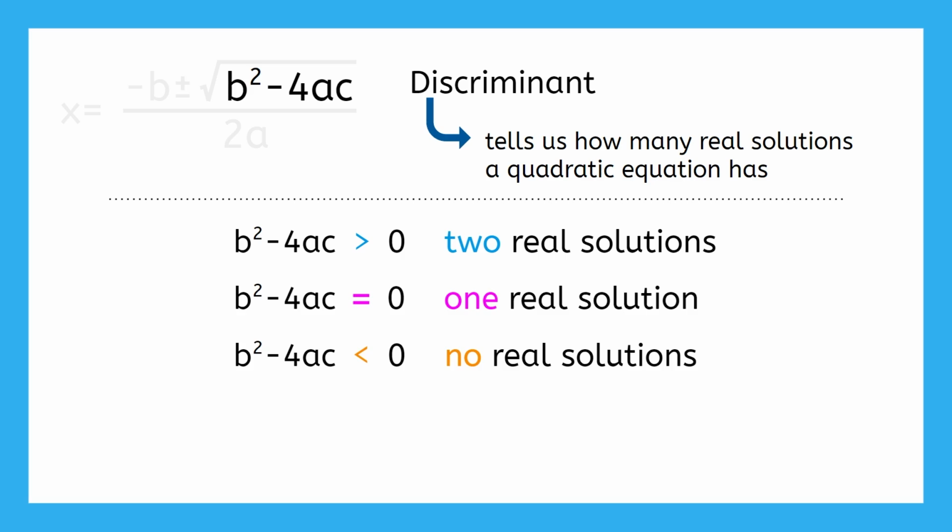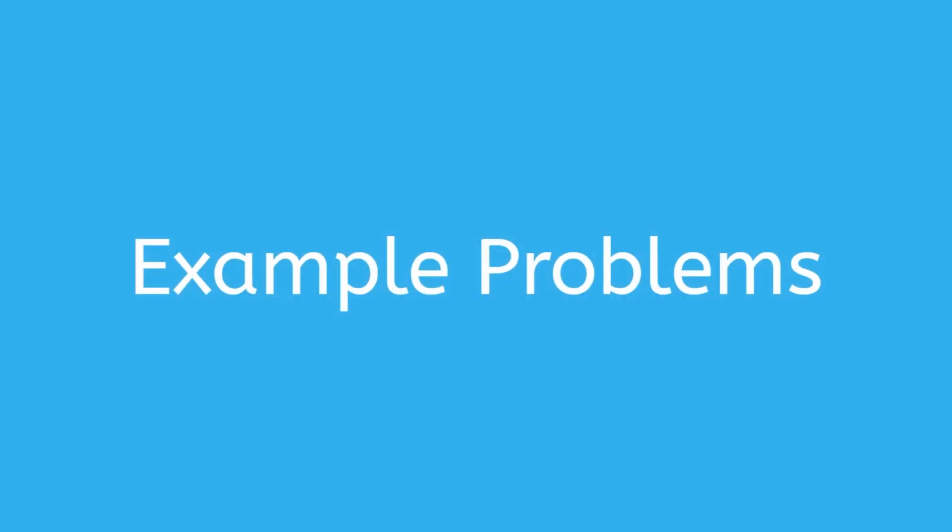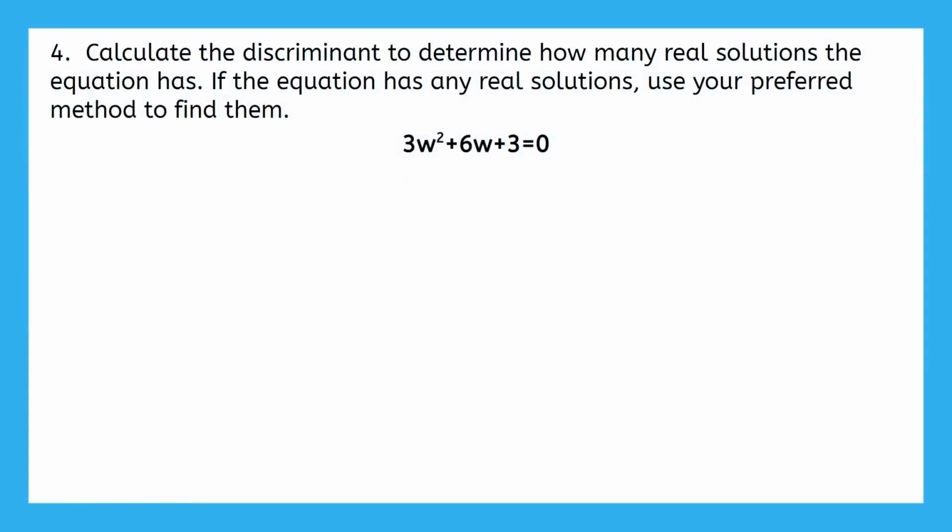Let's use what we've learned about the discriminant and apply it to some familiar problems. Just like we did in the previous lesson, let's solve some equations using the quadratic formula, but this time we'll use the discriminant to help along the way. Here we go. We have the equation 3w squared plus 6w plus 3 equals 0. Pause here to calculate the discriminant to determine how many solutions the equation has. Then, if the equation has any real solutions, use your preferred method to find them.